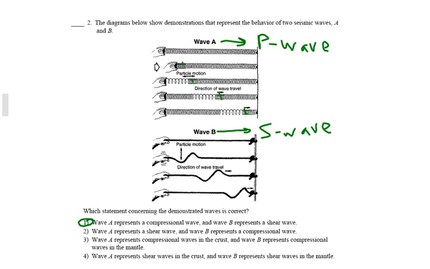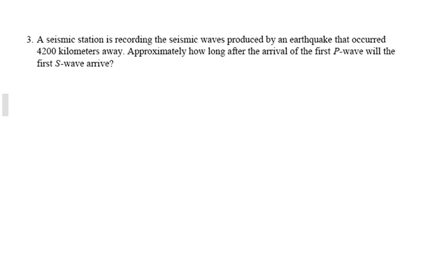All right, next question. Take a look. You'll need page 11 of your Earth Science reference tables to answer this question. All right, so they're telling us some information. They talk about a seismic station. It records some waves produced by an earthquake, and they tell us that that earthquake is 4,200 kilometers away. So they're letting us know the distance of the earthquake, and approximately how long after the arrival of the P wave will the S wave arrive.